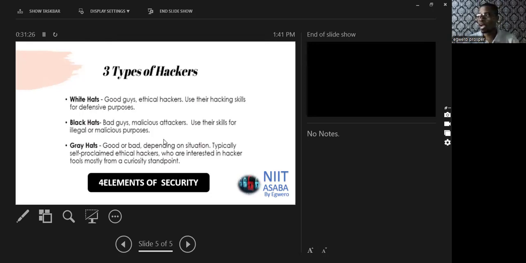Then we have in between, gray hats. Good or what? Bad. Depending. So let's read further and know what will make it to be good or bad. Depending on the situation, typically self-proclaimed ethical hackers who are interested in hacker tools.